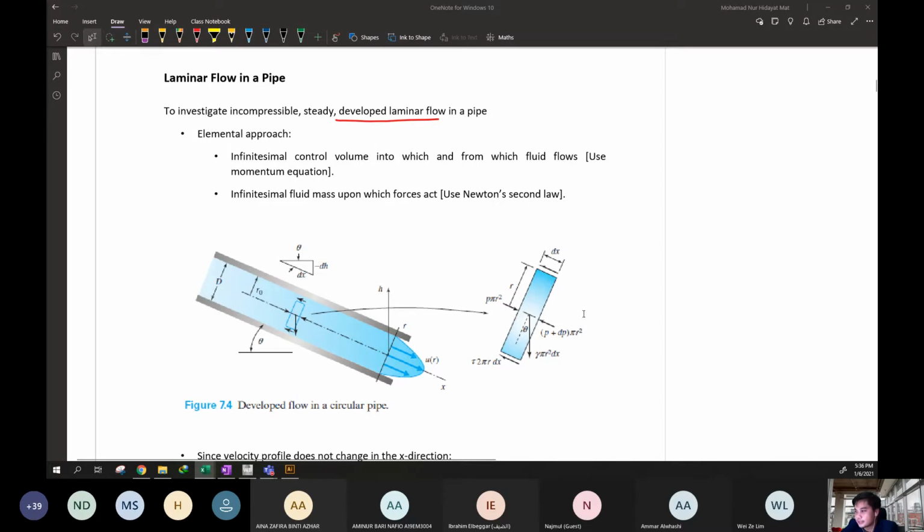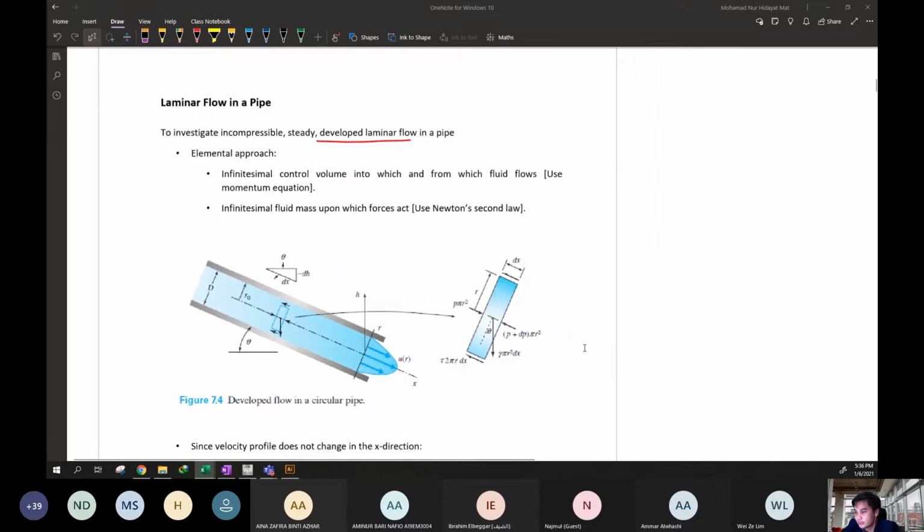With this elemental approach, we use Newton's second law, which is the summation of force equal to mass multiplied by acceleration.